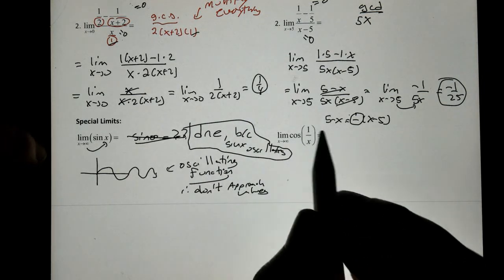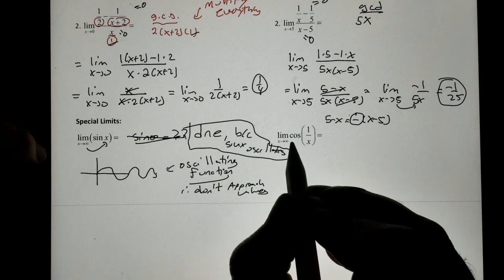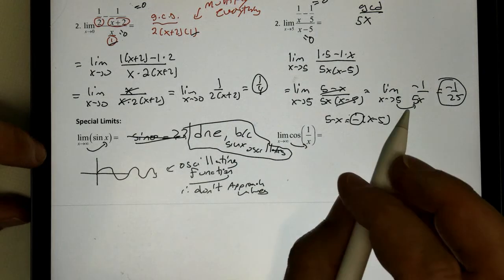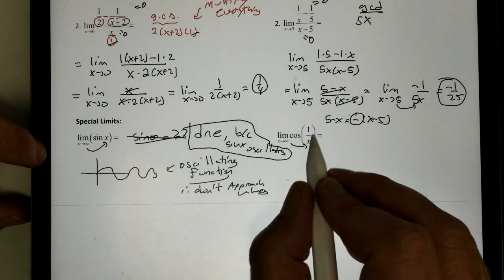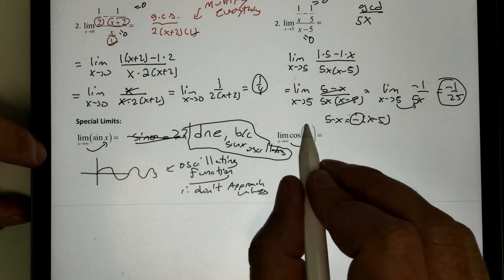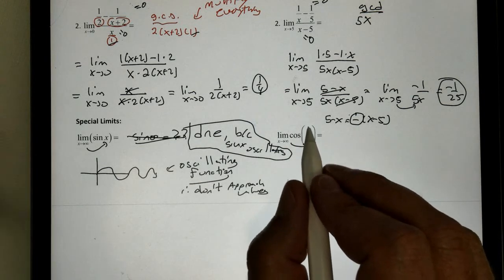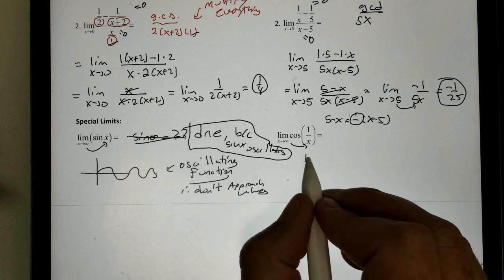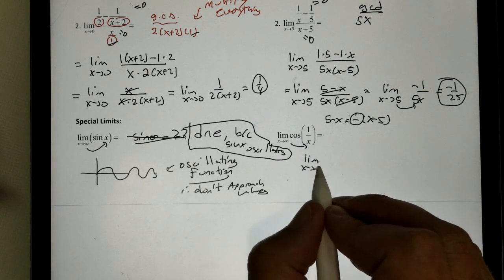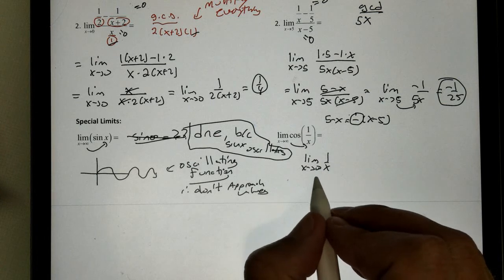So here's another one. What about cosine of 1 over x? Well, this is different now. I'm taking 1 over x. Now, even though cosine oscillates, the question is, what's happening with the inside? We want to know what's happening to the limit as x goes to infinity of 1 over x.